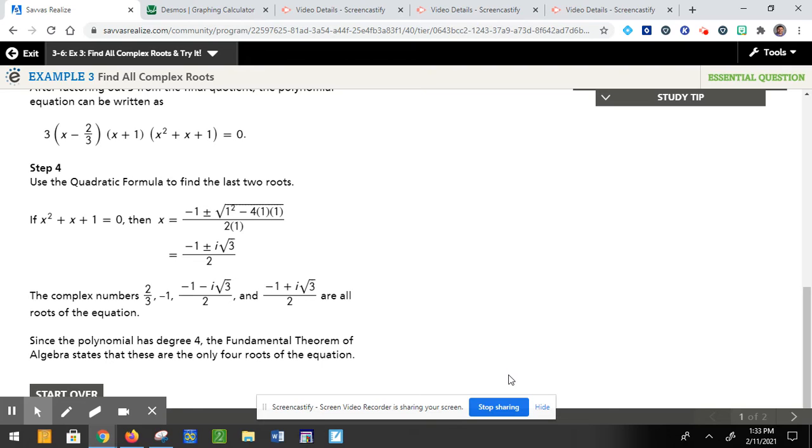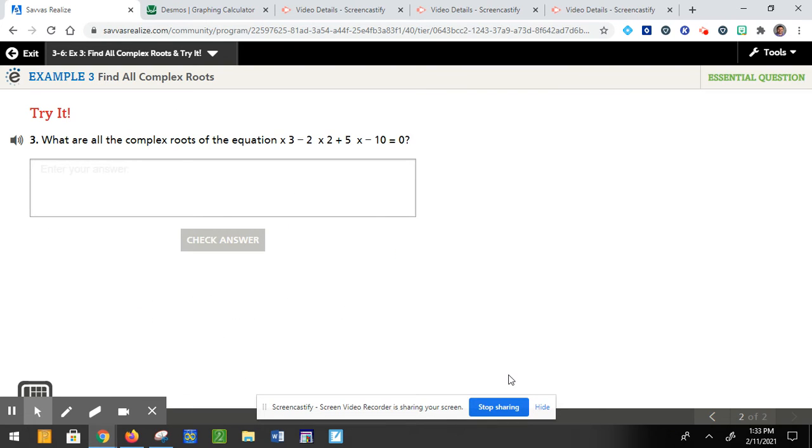All right. So let me know if you have questions on that. Let's look at the try it example. So basically the exact same question. To do each of those things after you pause it, and then you come back and try it.